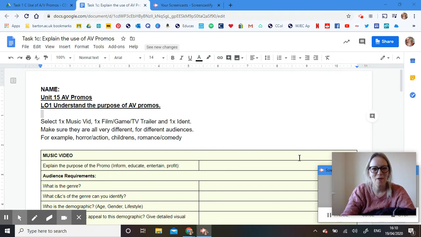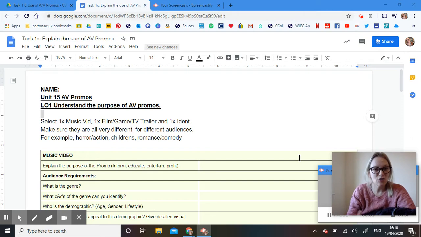Hello everybody, I'm Laura and I am going to talk you through our task 1C, which is called Explain the Use of AV Promos. It's really simple. It's one that you're definitely going to be able to get along with at home without too much trouble. It is going to require you to do a little bit of research before you get down to writing anything. So let me start off by talking you through what that is going to be.